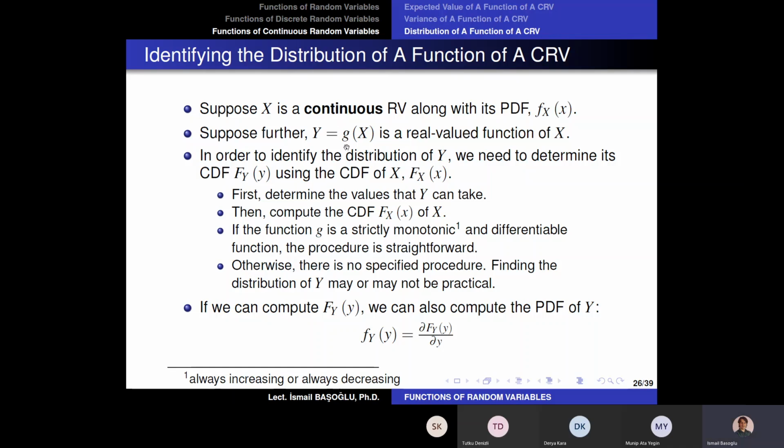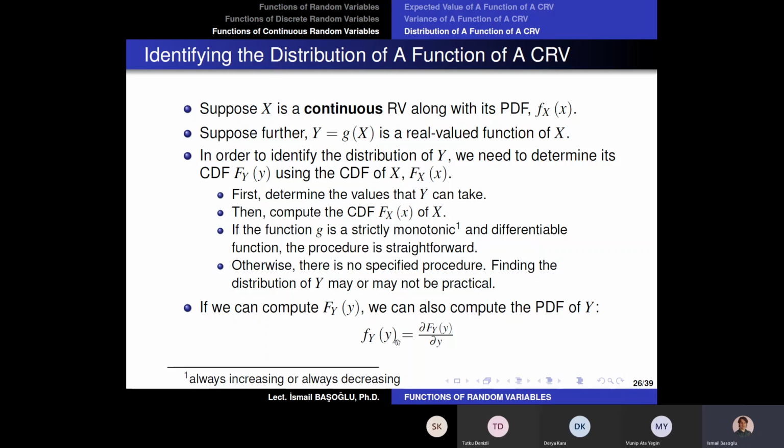Okay, so in the following examples, we are going to talk about transformations g such that they transform a continuous random variable again into another continuous random variable. So they do not discretize the input variable. They transform a continuous random variable into a continuous random variable. So if I identify the cumulative distribution function of y, then by taking its first derivative, I can also determine the PDF of y, which is my ultimate objective.